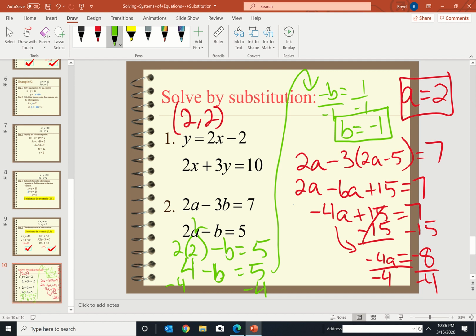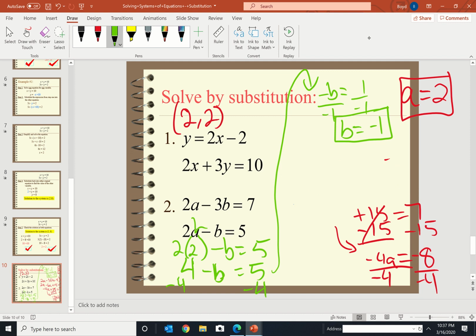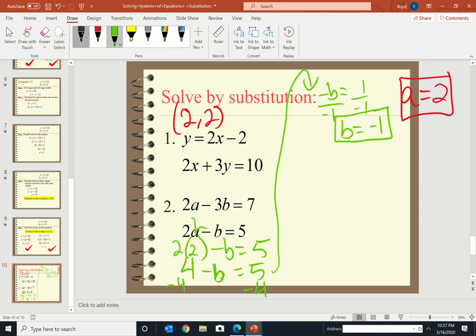We always have to do a check. So I'm going to make some space here to do a check. I'm going to take my answers and plug them into the bottom equation. So I know A equals 2 and B equals negative 1. So if I go 2 times 2 and I'm going to minus a negative 1, does that equal 5?